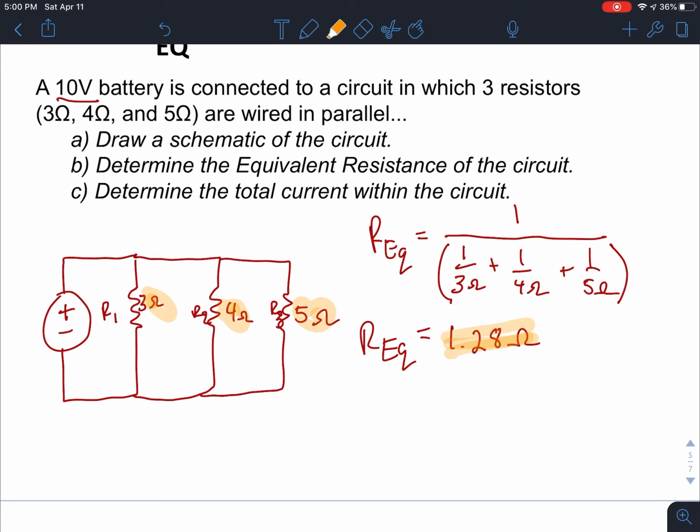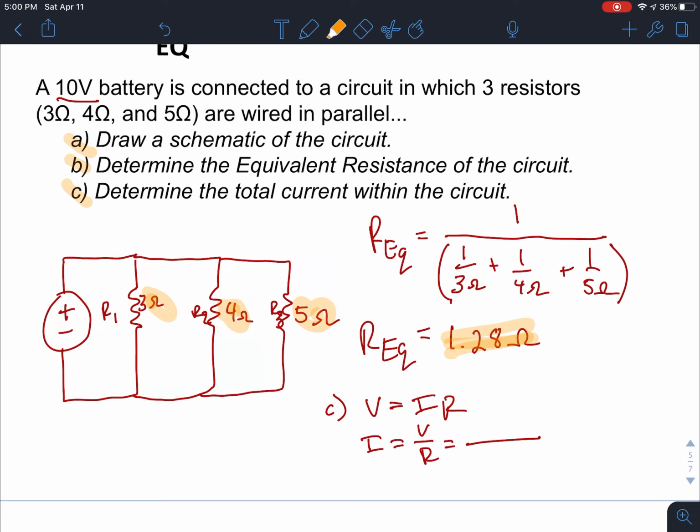So we just did part B. We've done A and B. Now to do C, determine the total current within the circuit. For this, to do part C, we're going to go back to Ohm's law, and we want to solve for I. So I is voltage divided by resistance.